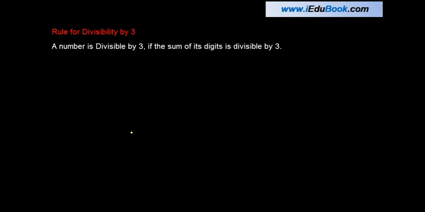Now let's see what the rules are for the divisibility of a number by 3. The rule says a number is divisible by 3 if the sum of its digits is divisible by 3. Now let's take some examples. Again, I'll take 5 numbers. Let's say the single number 6.